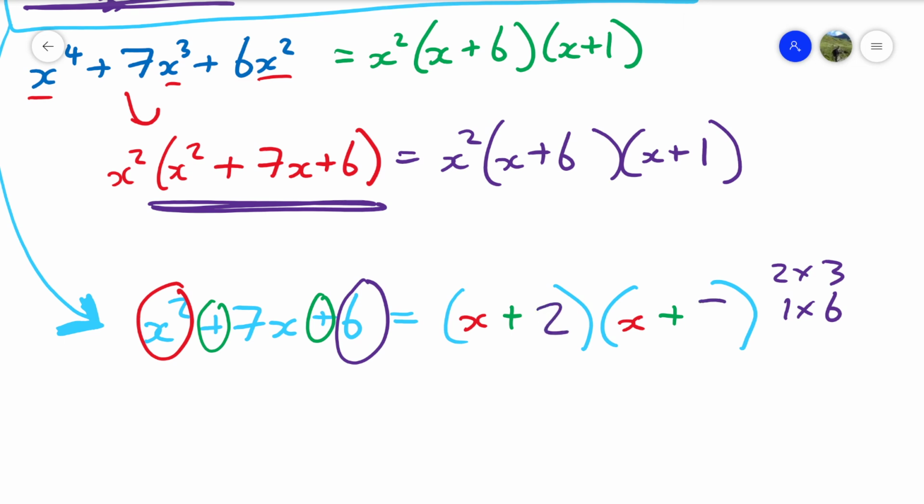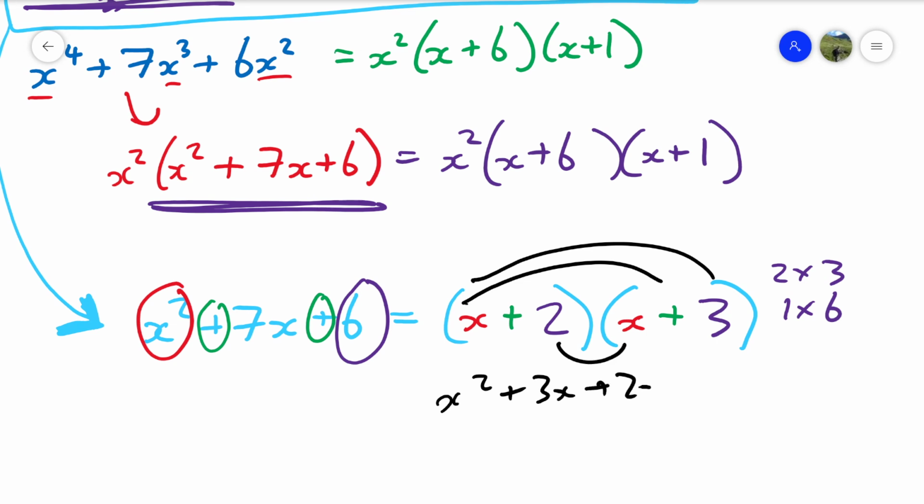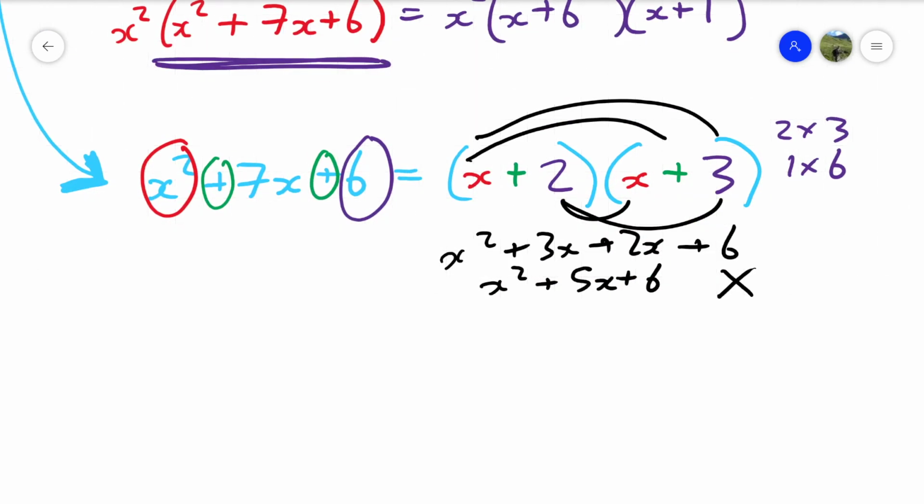I'm going to do the wrong one first. I'm going to demonstrate multiplying it out to check. So that's x squared plus 3x plus 2x plus 6, which is x squared plus 5x plus 6. No, that doesn't work. So I'm going to try again.